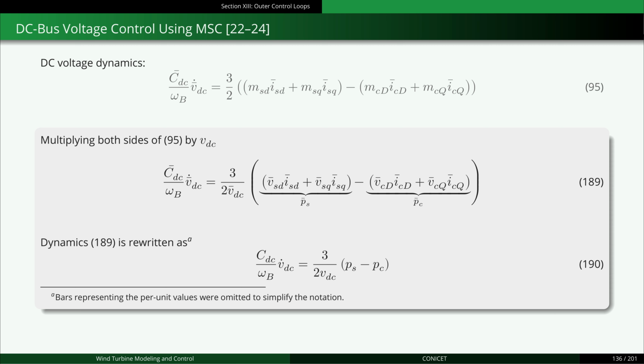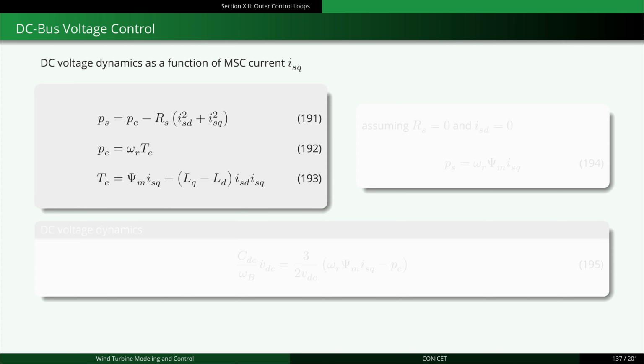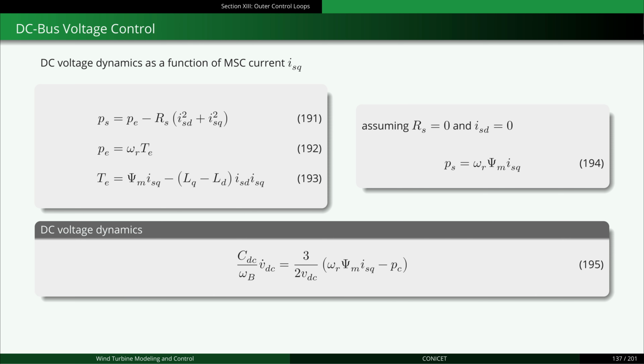Then, defining the DC side powers of the machine side and grid side converters results in the DC voltage dynamics 190. As previously mentioned, approach B controls the DC voltage using the Q-axis current of the machine side converter, ISQ. Therefore, we will rewrite the DC voltage dynamics as a function of this current. To accomplish this, we use power and electrical torque definitions. Next, we simplify the power, PS, by neglecting the stator resistance and considering the zero D-axis current condition. Substituting equation 194 into 190 yields the DC voltage dynamics as a function of the desired Q-axis current component.